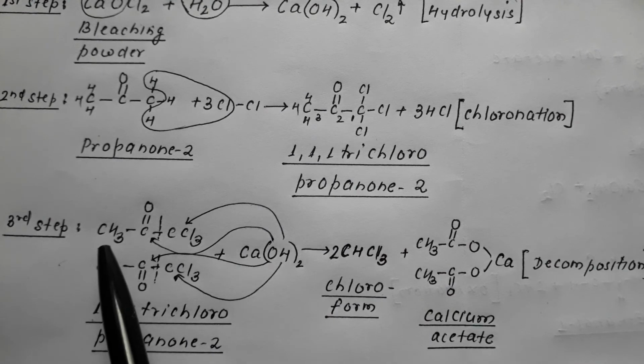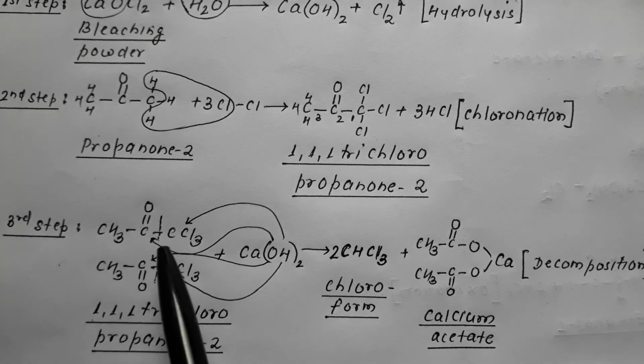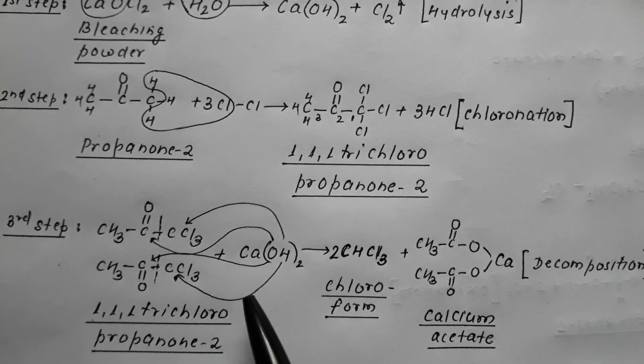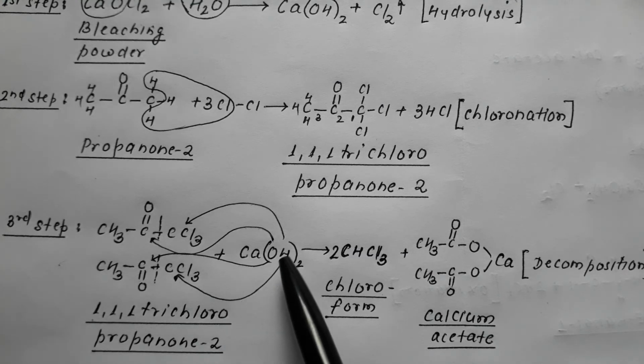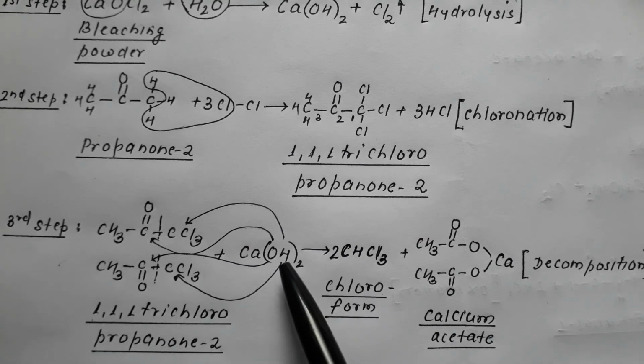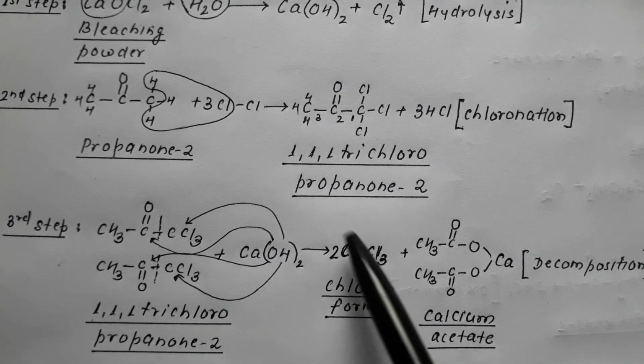So these are two molecules, CH3C=OCCl3 is molecule number 1, CH3C=OCCl3 is molecule number 2. Two molecules of 1,1,1-trichloropropanone-2 react with one molecule of calcium hydroxide. 1H combines over here, CHCl3 is formed, number 1. 1H combines over here, CHCl3 is formed, number 2. So CHCl3 1, CHCl3 2. So two molecules of chloroform are formed.